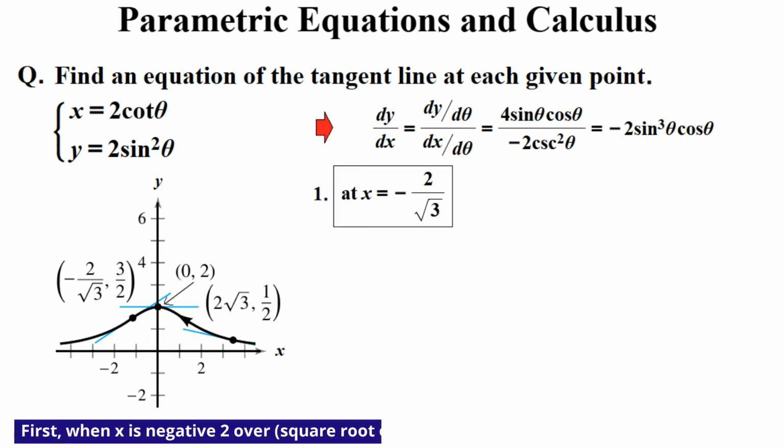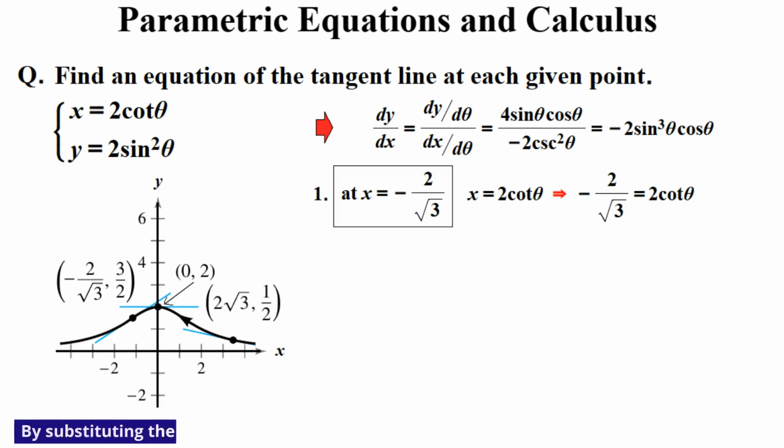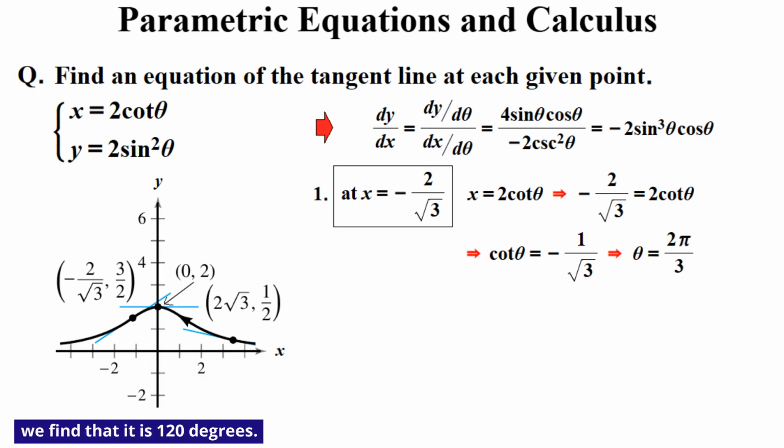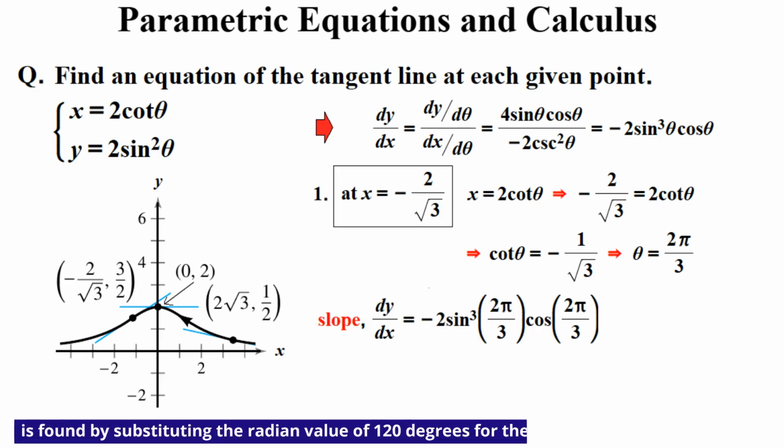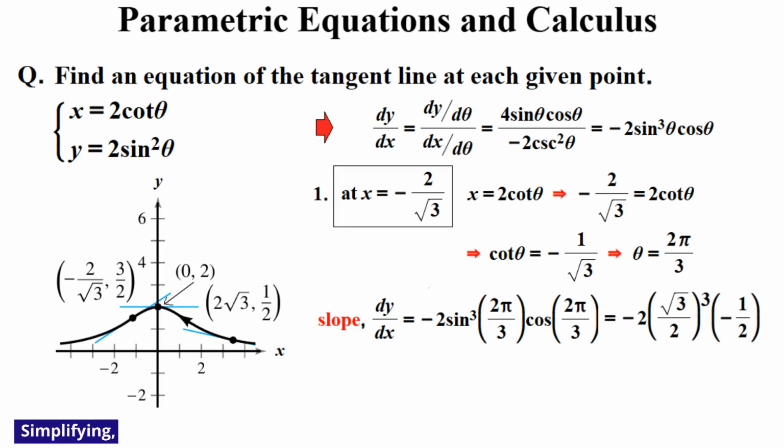First, when x is negative 2 over square root of 3, we need to find the angle theta by substituting the given value and simplifying for the cotangent. We find that it is 120 degrees. The slope of the tangent is found by substituting the radian value of 120 degrees for theta. Simplifying, we get 3 square root of 3 over 8.